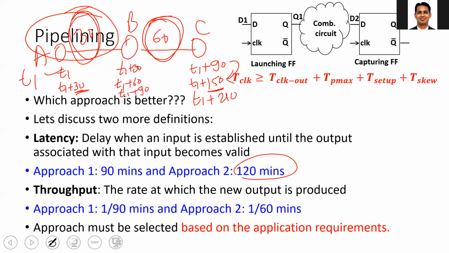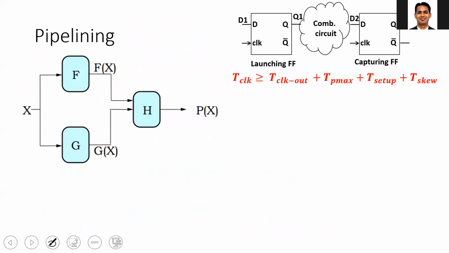In the circuit level, you will make two or multiple circuits operate simultaneously, but they will operate on different sets of data. One will operate on the current one, another on the previous one, another on the previous to previous one, and so on. So this is the example with respect to the vehicle. Now we'll look at the example from the circuit point of view.